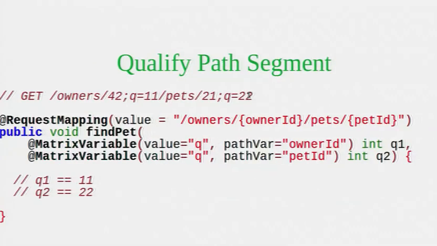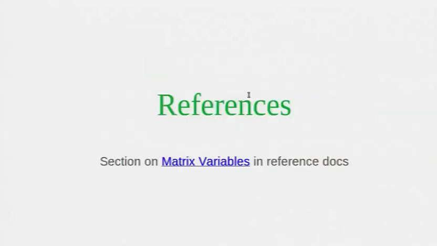And then in some cases, and this may be rare, but I'm sure somebody will come across it, you may have a variable which is named exactly the same but in different path segments. And in that case, you'll actually want to qualify which one you are referring to. So this is where you'll see that the matrix variable annotation allows you to say which path variable you are talking about. In this case, the owner ID, in this case, the pet ID, and you can disambiguate in this way, but only if you have to, not otherwise.